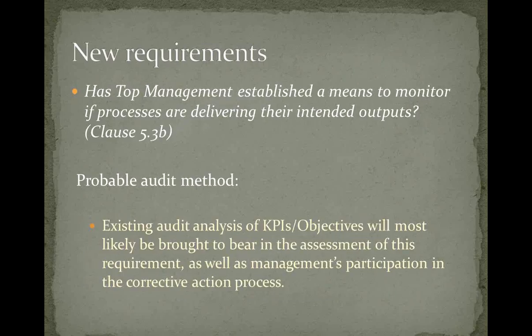Has top management established a means to ensure that processes are delivering their intended outputs? Now this requirement, we feel, is going to be met by the current requirement of KPIs and objectives. KPIs, I'm sure you're aware, stands for Key Performance or Key Process Indicators. We already have an extensive section in our audit report where we review these items. We feel that that's going to be a key factor in fulfilling this revised requirement, as well as management's participation in the review of those items and in the corrective action process at large.